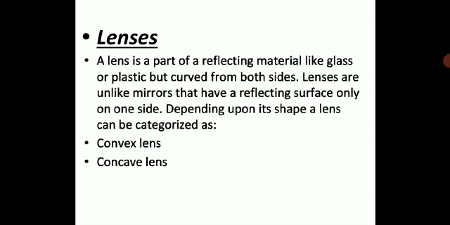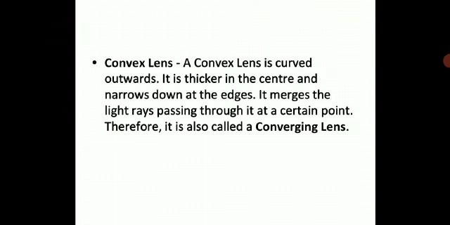A lens is a part of a reflecting material like glass or plastic but curved from both sides. Lenses are unlike mirrors that have a reflecting surface only on one side. Depending upon its shape, a lens can be categorized as a convex lens or a concave lens. So it is a reflecting material like glass or plastic, but it is curved from both sides, and it is not like a mirror, which has only one reflecting surface. Let us see what a convex lens and a concave lens are.